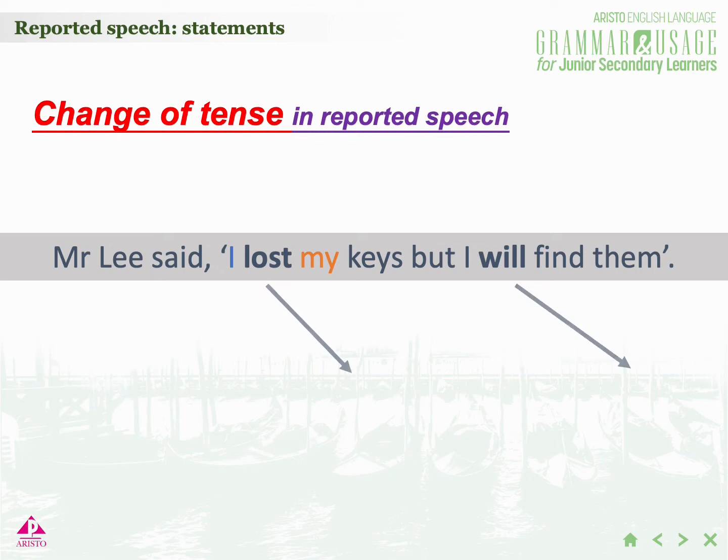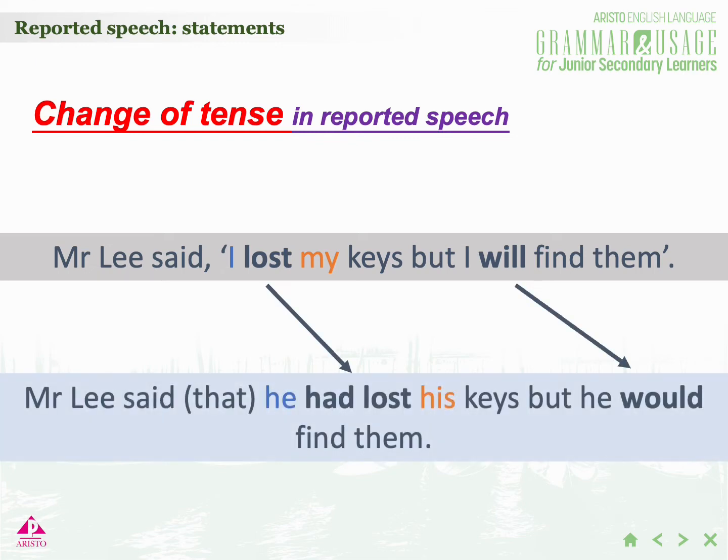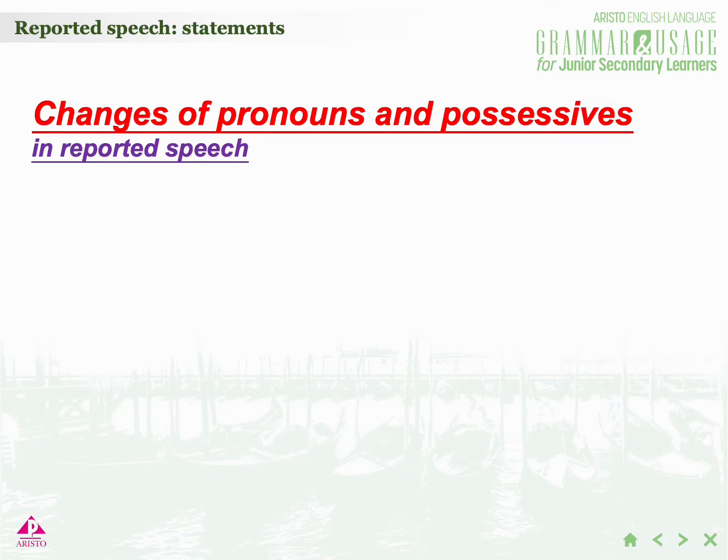Here is how we would report that statement. Mr. Lee said that he had lost his keys, but he would find them. When we report the simple past tense, we have to change it to the past perfect tense, and the modal verb will changes to would. This example of reported speech uses a that clause, but we can also omit the word that without the meaning changing.